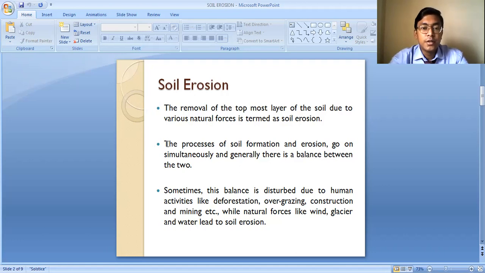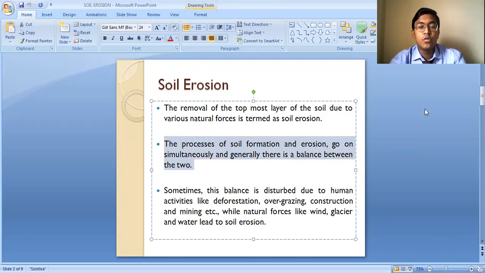The processes of soil formation and erosion go on simultaneously, side by side. On one hand, the process of soil formation takes place, and on the other hand, soil erosion goes on continuously. Generally there is a balance between the two, but sometimes we observe that the rate of soil erosion is much faster than the rate of soil formation.